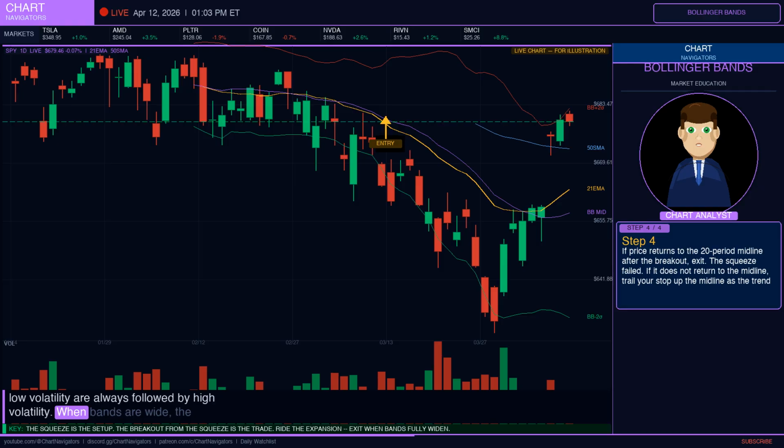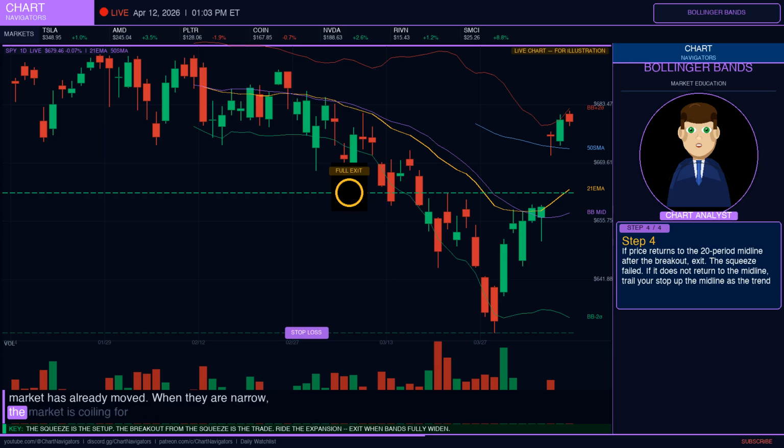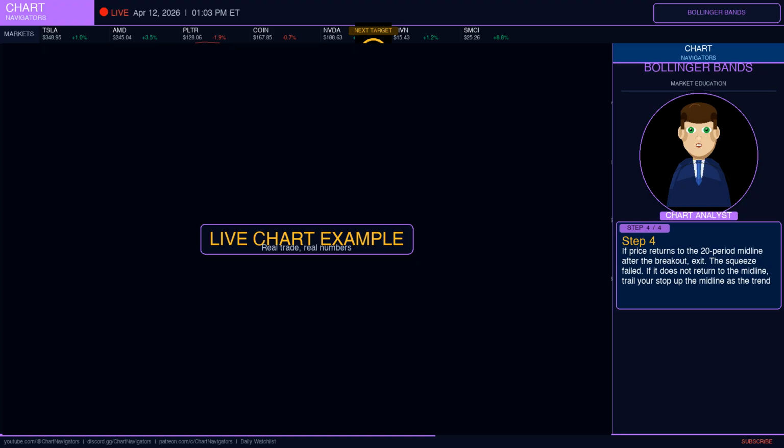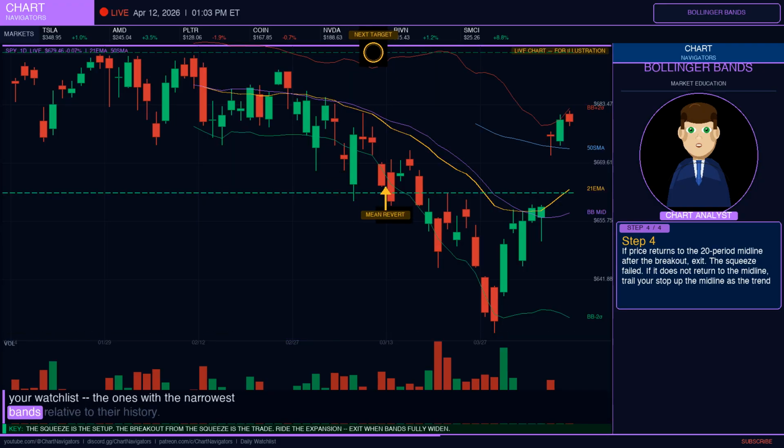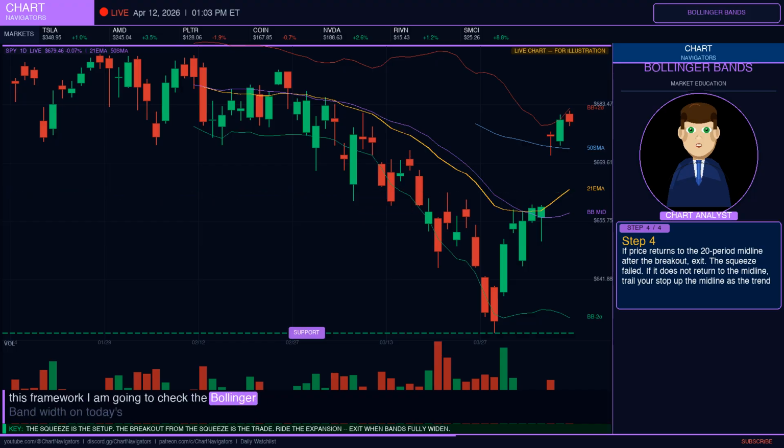When bands are wide, the market has already moved. When they are narrow, the market is coiling for its next move. The professional setup is to buy the quietest stocks on your watch list, the ones with the narrowest bands relative to their history. Those are the ones about to explode. After this framework, I am going to check the Bollinger Band width on today's top mover and tell you whether it is in a squeeze or an expansion right now.